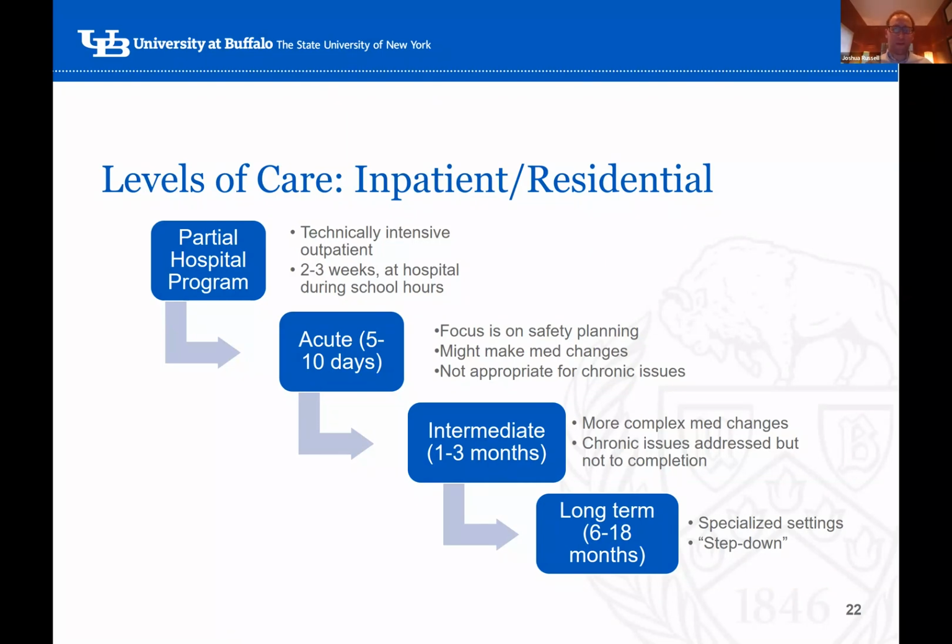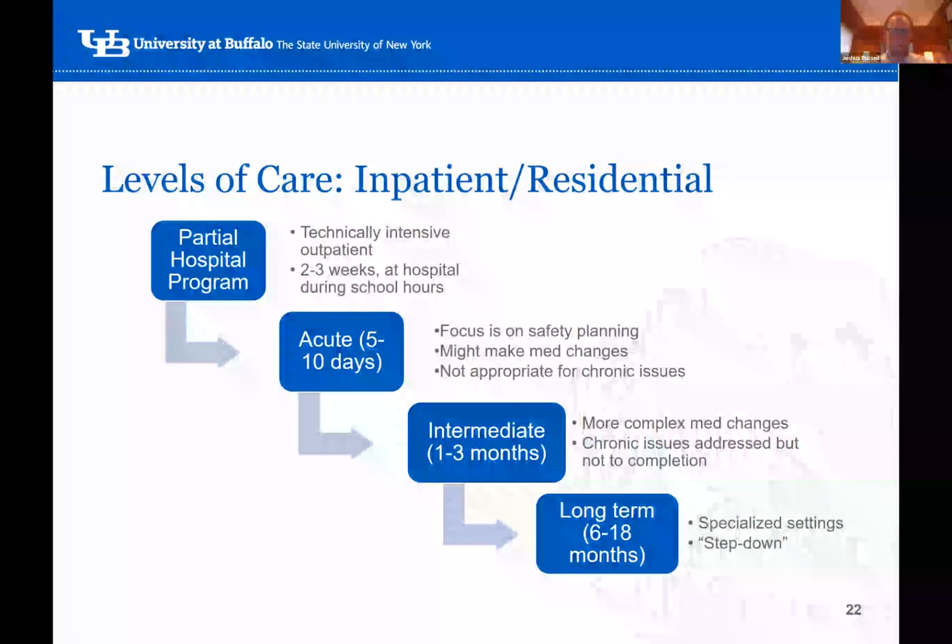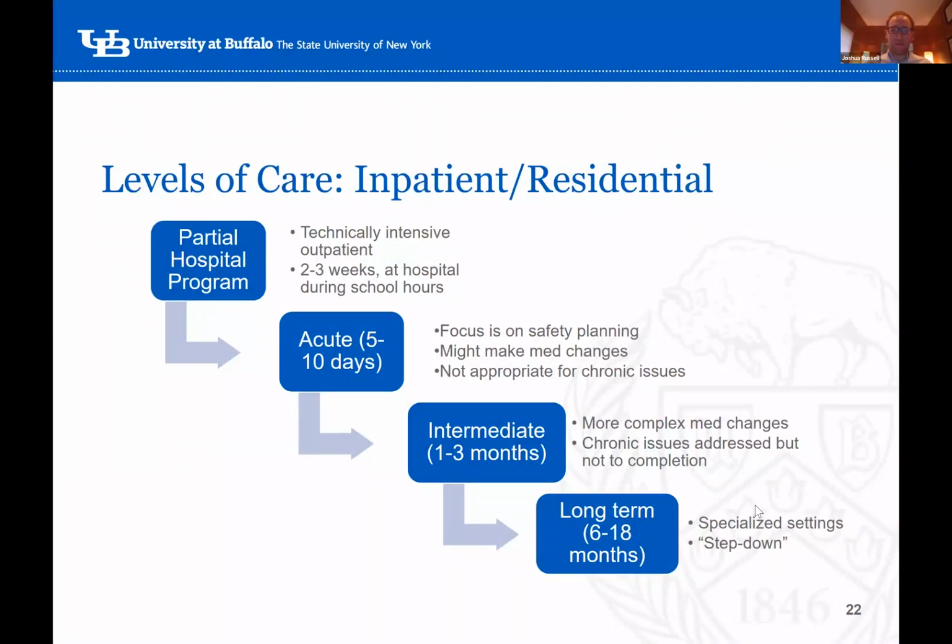The step-down facilities I just mentioned also count in this window because kids are there for several months afterwards. But the step-down services are less intense than a residential placement, which is kind of a separate locked unit, again, similar to the other hospitals. So kids can stay there for over a year.